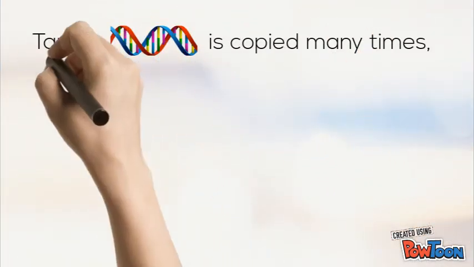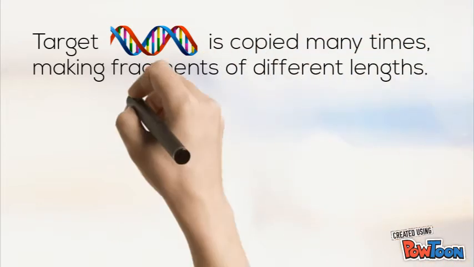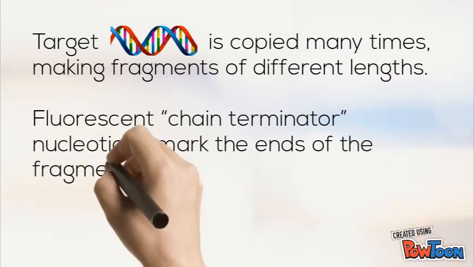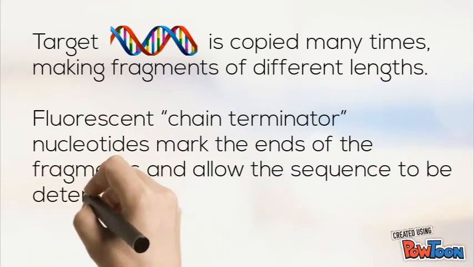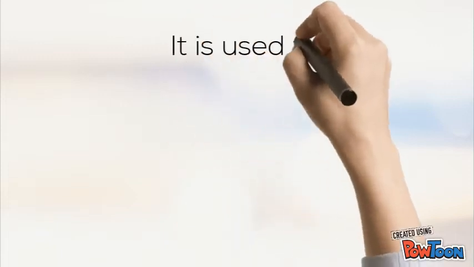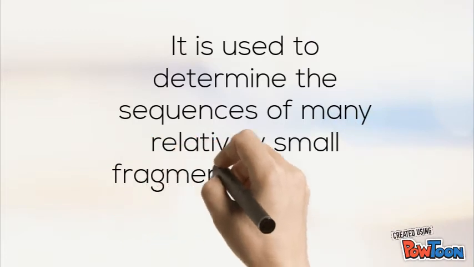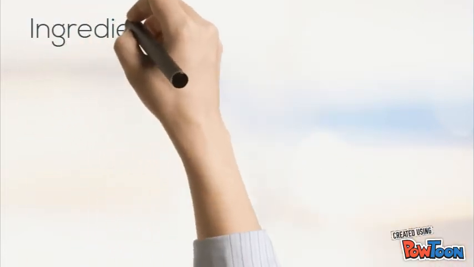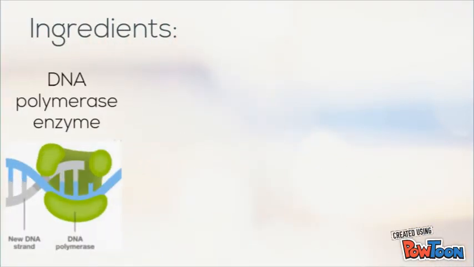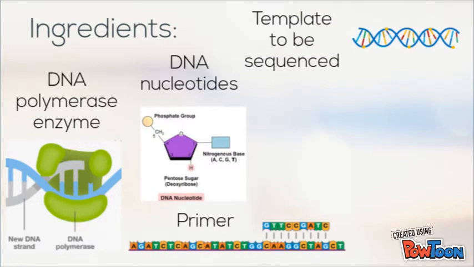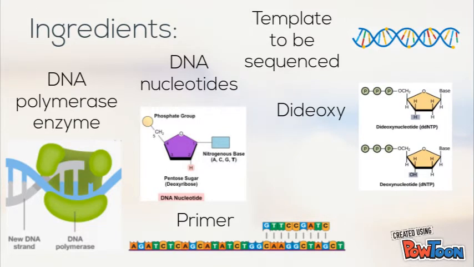Sanger sequencing. In Sanger sequencing, the target DNA is copied many times, making fragments of different length. Fluorescent chain terminator nucleotides will mark the ends of the fragment and allow the sequence to be determined. It is used to determine the sequences of many relatively small fragments of human DNA. The ingredients are DNA polymerase enzyme, primer, DNA nucleotides, template to be sequenced, and chain-terminating dideoxy.